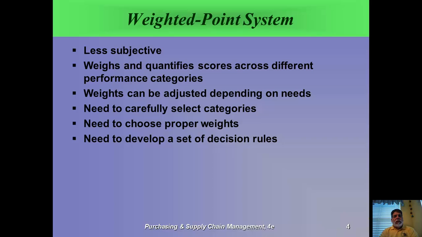I've already talked about carefully selecting your categories and the number of categories, and your weights. That's an internal decision. That's something that you are going to have to do with other people. Don't let one person do it. Work this out as a team kind of thing. And of course, as I mentioned before, develop a set of decision rules, write them down, justify them, and keep them. And yes, they can be modified from time to time.